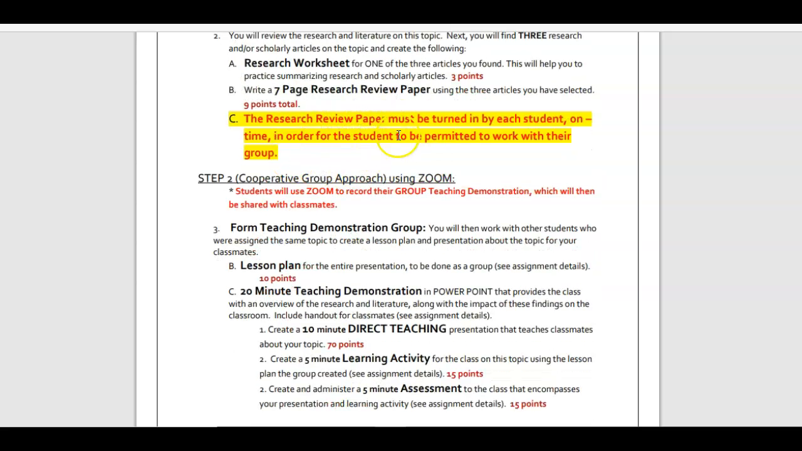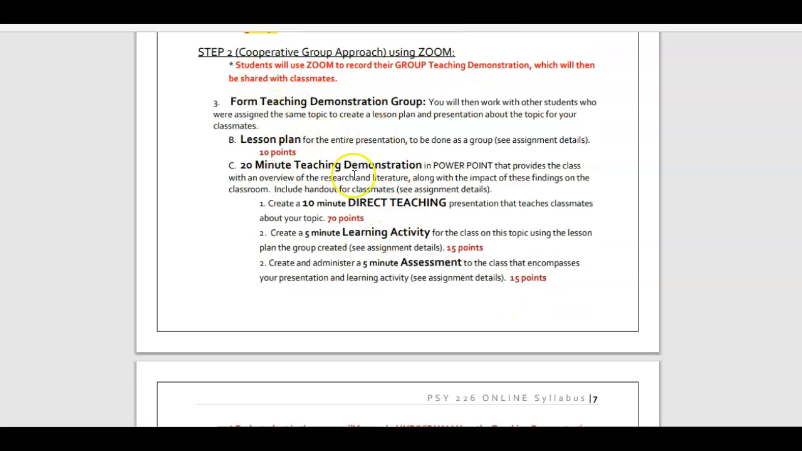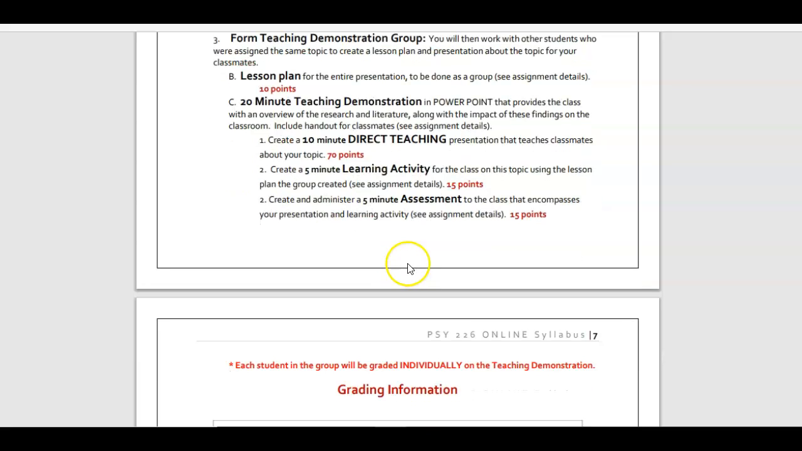The research paper is required to continue on into the lesson plan and teaching demo. So if you don't hand it in at that time, we'll have to talk about next steps for you in the course. And then you're going to create your cooperative group approach, your teaching demo in Zoom, as I mentioned. And then again, don't worry so much about all these parts, because these will be broken down for you throughout the semester.